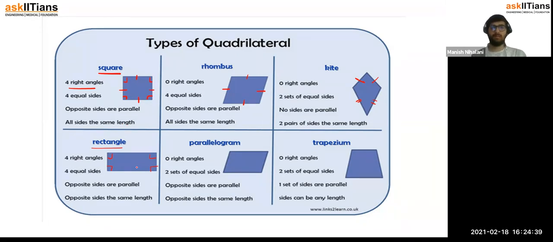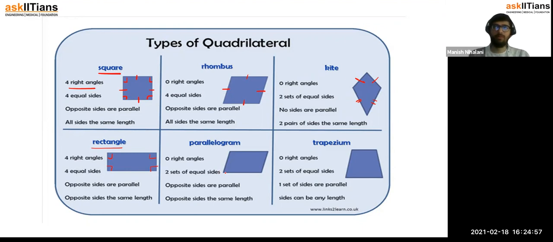Not all sides are equal in a rectangle. Again, when you push a rectangle from the top, you get a parallelogram, right? That is, as we pushed a square, we got a rhombus. When you push a rectangle, you get a parallelogram.